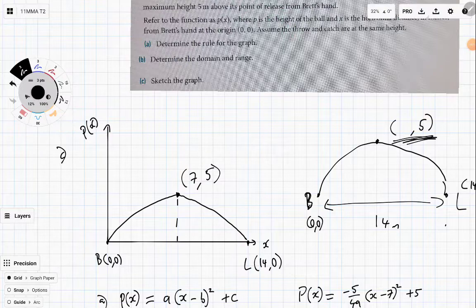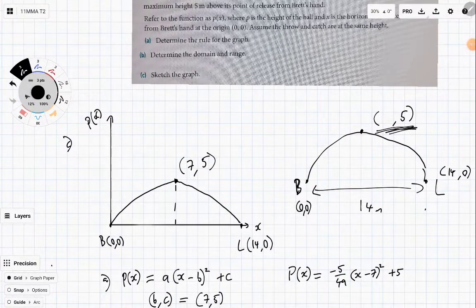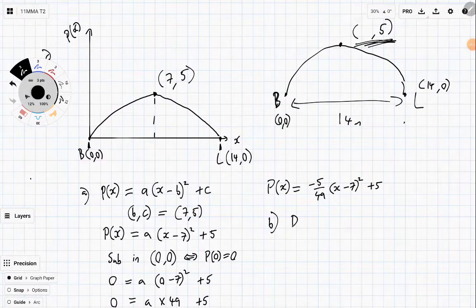But last part is determine the domain and range. Once again, so much easier to do if you've got a graph. So the domain is normally in R, but as you can say, it makes no sense to follow the ball past the throw, meaning that we're going to be restricting the domain in between the throw and the catch. So for part B, the domain is going to be x is in between 0 and 14, or using inequality notation, 0 is less than or equal to x, less than or equal to 14.